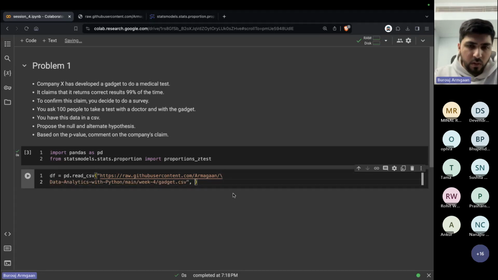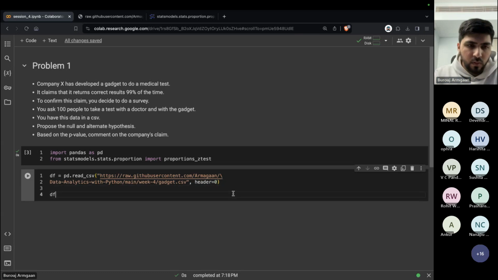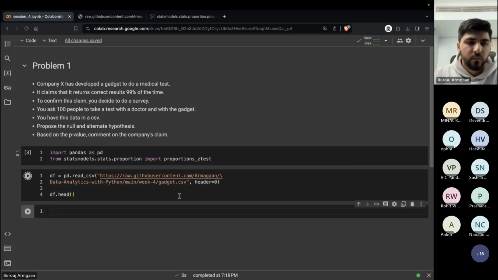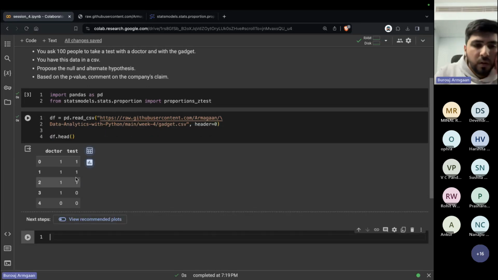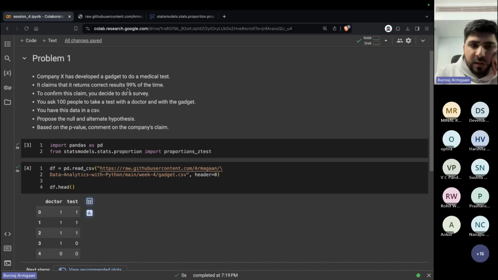And then we say header is 0, dot head. Yeah, so we have this data where we have responses from the doctors and responses from the gadget. So it says that it is correct 99% of the time.